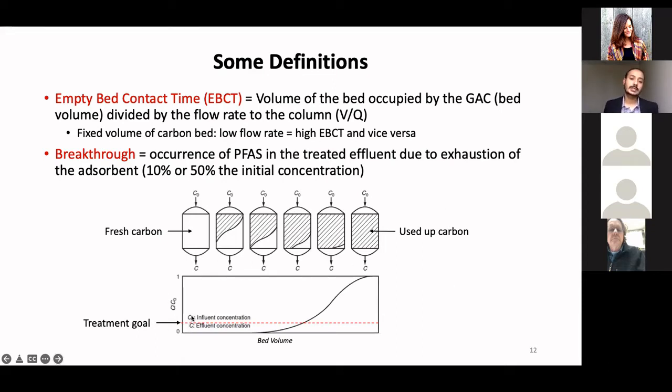The breakthrough curve is essentially plotted as C over C naught, which is the ratio of the concentration in the effluent over the initial concentration of PFAS in the untreated water, plotted against the bed volume, the amount of volume treated by your reactor. So when we start with fresh carbon, you essentially do not have any PFAS coming out in your treated effluent. But once the carbon is being exhausted, the concentration of PFAS in the effluent starts to increase. And the breakthrough is usually defined by the treatment goal, either 10% of the initial concentration or 50% of the initial concentration occurring in the treated effluent.